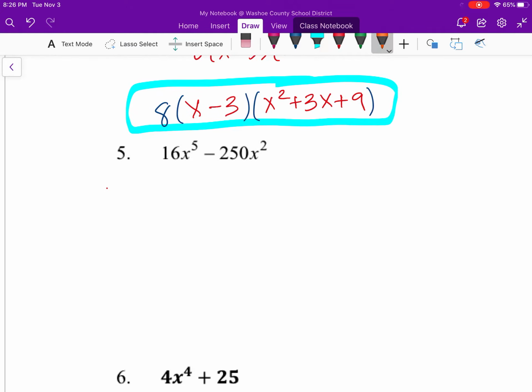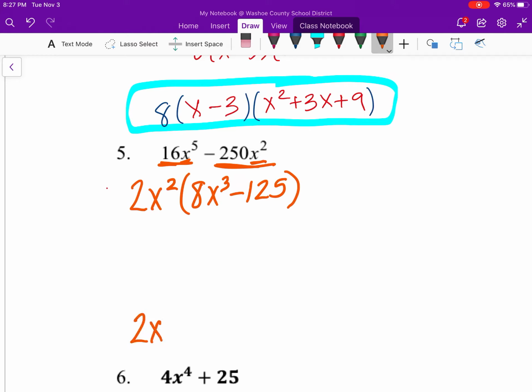So for example, here on number 5, I run into a problem that just looking at the exponents, neither of those are squared or cubed. So I have to do a little bit more. So if I look at taking out a greatest common factor, well, 16 and 250, I'm going to start with 2. They have a 2 in common. And then how many x's can you take out from x to the 5th and x squared? You can take out 2 of them. When I take out a 2x squared, inside I'm left with 8x cubed minus, and then just 125, okay?